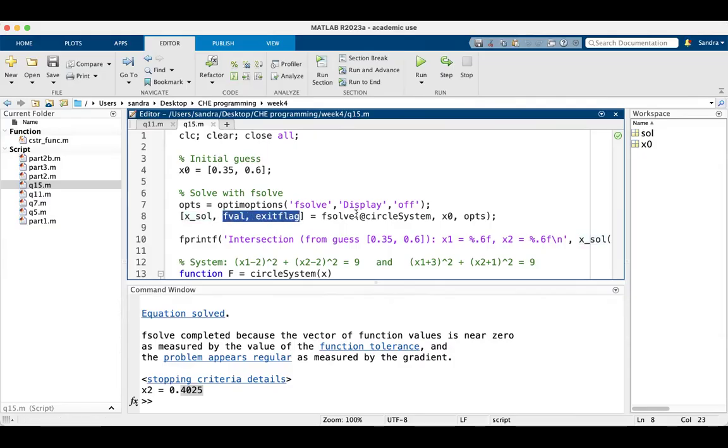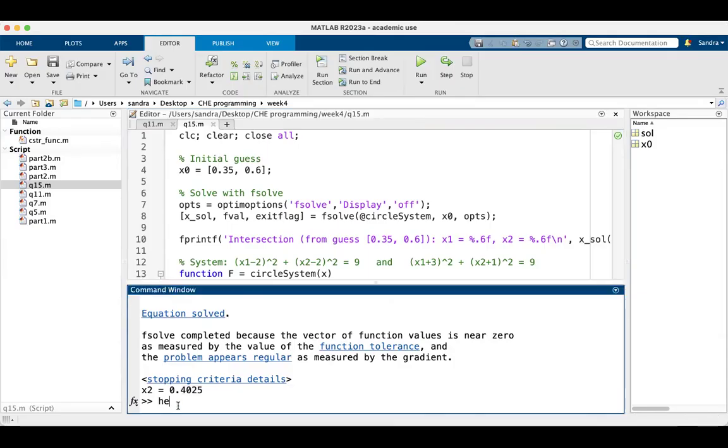You can type help fsolve and see what all things you can get printed. It gives you the value at this solution point. And exit flag means there are several exit flags: 0, 1, -1, and so on. 1 means it has converged, 0 means it has not converged. Looking at the exit flag, you'll understand whether it actually converged to a solution, or why it converged. All those things can be seen.